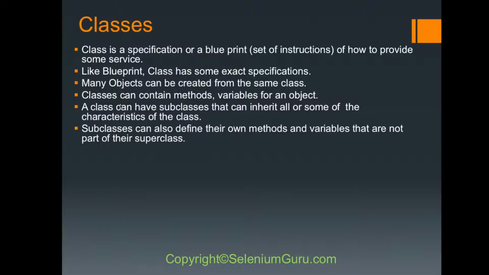It's like a blueprint. Also, a class can have subclasses that inherit some of the characteristics of the class. Let's say you have a class; it's called a parent class. Then you can have other classes that inherit that class. The classes that inherit the parent class are called child classes or subclasses. And subclasses can also define their own methods and variables that are not part of their superclass.